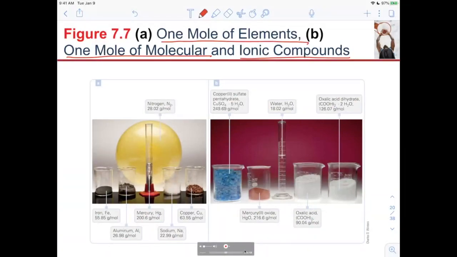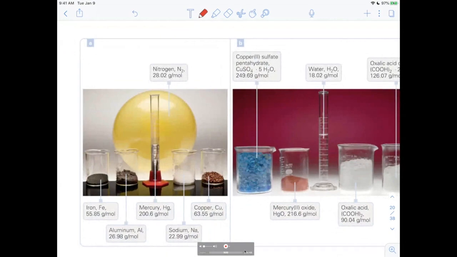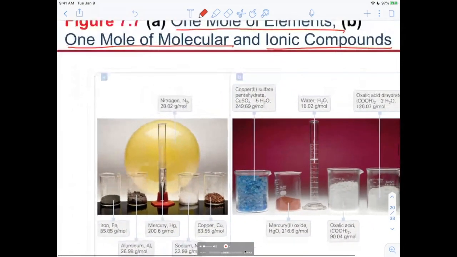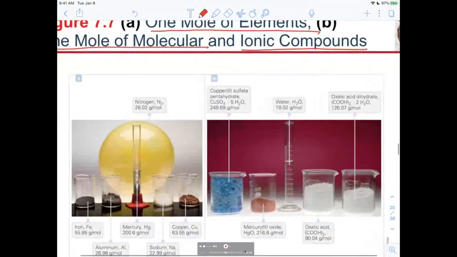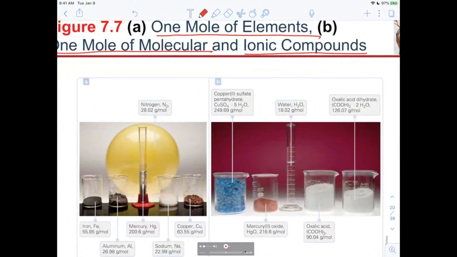Okay, so let's look at this. The title here, they could have written this word down here. So the one on the left, these are all elements. And we have 1 mole of each element represented, right?